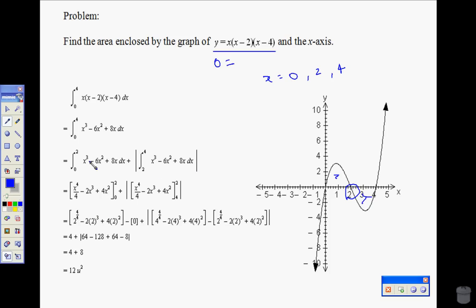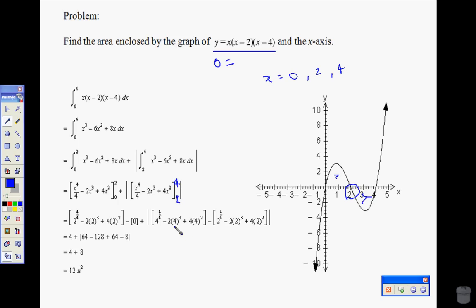So we integrate x cubed, which gives us x to the power of 4 over 4. 6x squared becomes 2x cubed, and 8x becomes 4x squared. And we substitute 0 and 2 in. 0 substituted in gives us 0, which is nice. And we substitute 2 in there, and then sorry, it should be the other way around. Let's substitute 4 in and 2 in. And it's been done correctly there.